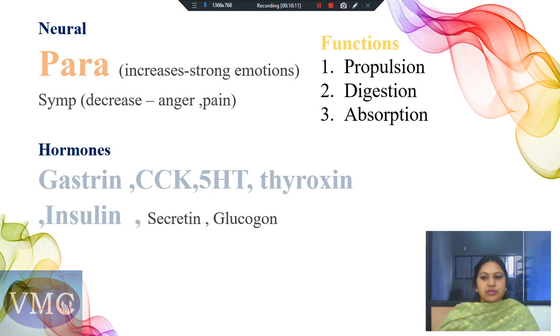So what is the function of this peristalsis? We know it propels the food to the next part of your GIT tract. So propulsion, digestion and absorption occur because of this peristalsis.